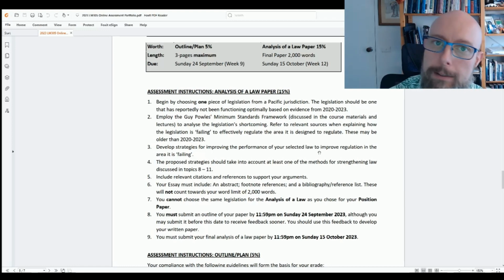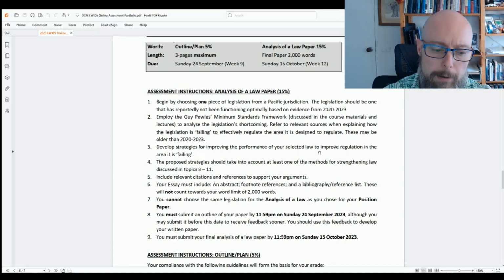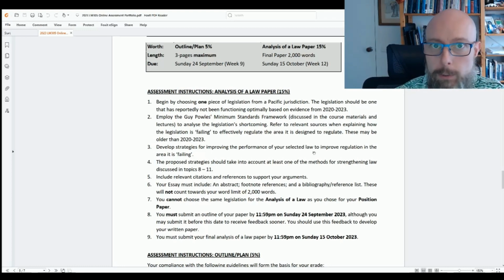Does it have to do with understanding the law? Does it have to do with the fact that the law isn't applicable? Does it have to do with the fact that the law is not enforced properly? And identifying those things using the Guy Powell's minimum standards framework is then supposed to point you in the direction you should be going for strengthening that law, right? So you're identifying three things and three ways of strengthening it, using different methods for strengthening law. And so that's the exercise. That's what we're doing. So that's what I need to see from you.